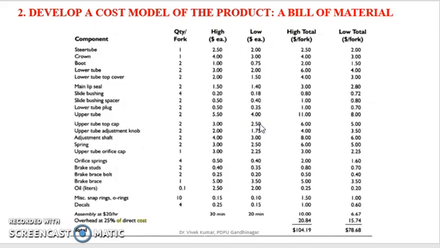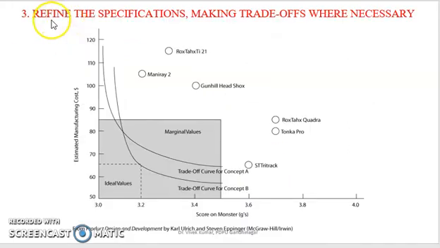The bill of materials is typically used iteratively. The team performs a what-if cost analysis for a set of design decisions and then revises these decisions based on what it has learned. The third step in establishing the final specifications is to refine the specifications, making trade-offs where necessary.